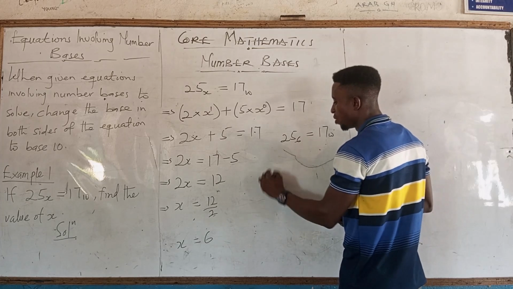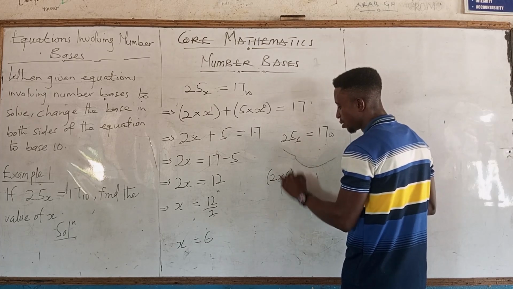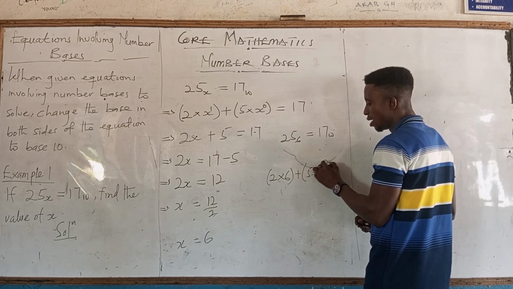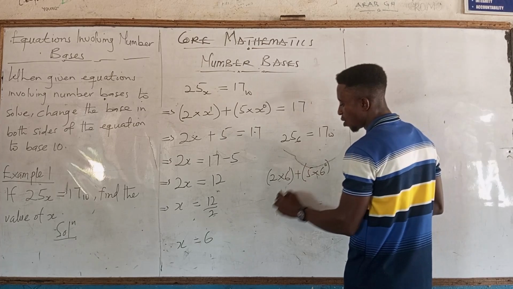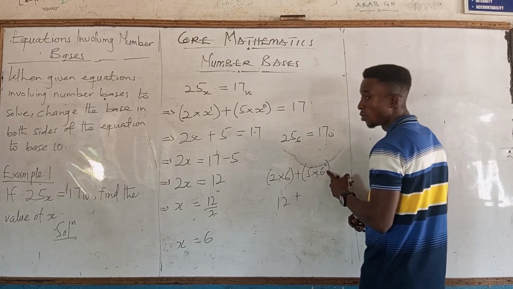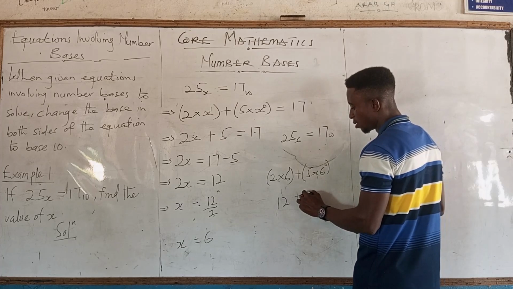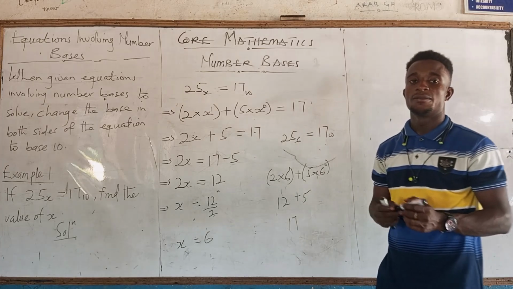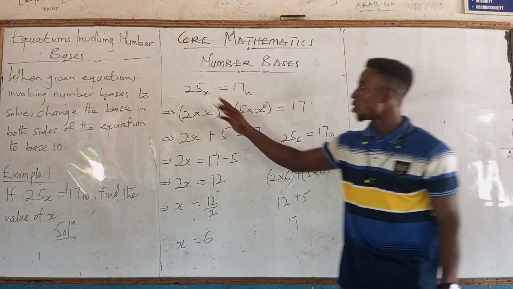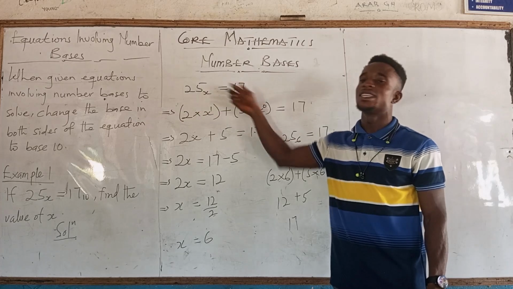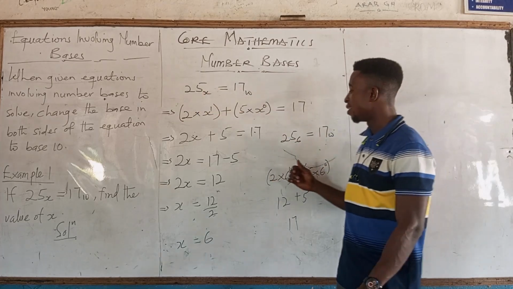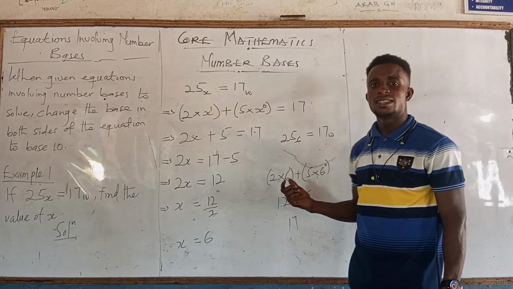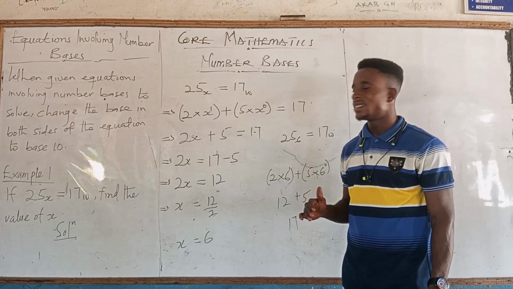To convert this one, we have 2 times 6 to the power 1, plus 5 times 6 to the power 0. This one will get 12, plus, this one goes to 1, so plus 5, and this will get 17, and it is the same. So we are saying what value of x, when we put it here, makes the statement true, and we are saying that when x is 6, it makes sense. Are we getting that? So that is that.